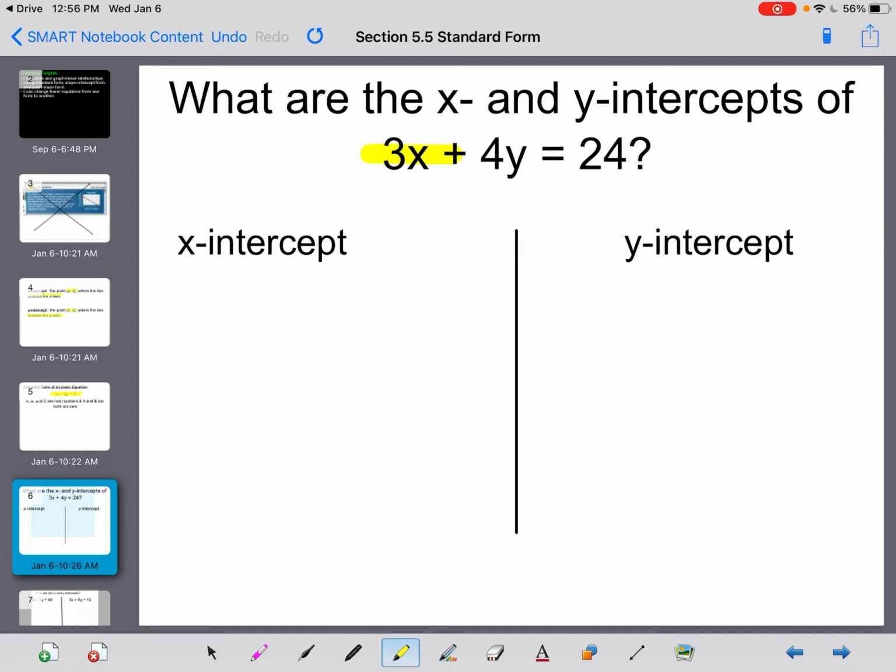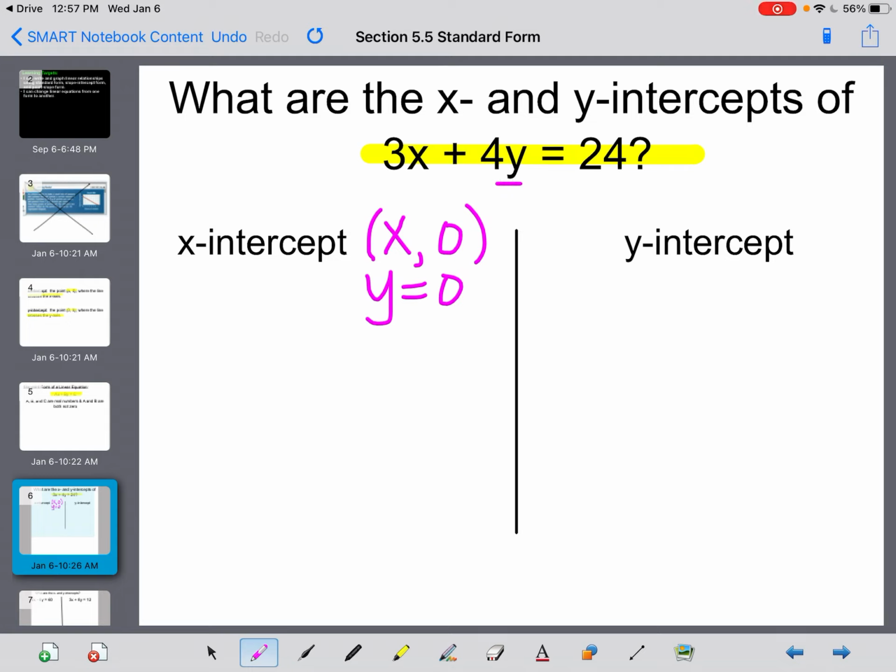Okay, so if I am using this equation, 3x plus 4y equals 24, and I'm looking for the x-intercept, remember that my x-intercept is always going to be an ordered pair that looks like this: some number and then 0, right? Because we are moving on the x-axis, but we're not moving on the y-axis. So that means my y will always be 0.